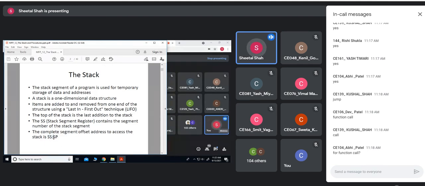And one more register which can be used with the stack, apart from SP, is BP, that is the base pointer register. So the stack segment register can be accompanied with either the SP or BP register. Whereas you might have learned that the DI register, if I'm using a string instruction, is accompanied with which segment register?